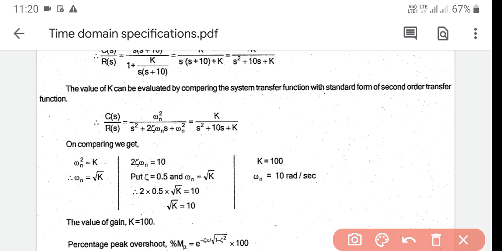So what is omega n now? Omega n is equal to root K. Similarly, 2 zeta omega n is nothing but 10. Already they have given the zeta value, right? Substitute the zeta value here: 2 into 0.5 into root K is equal to 10. From this, root K is equal to 10, so K is equal to 100. If K is equal to 100, omega n is nothing but 10. Like this you have calculated the gain value.